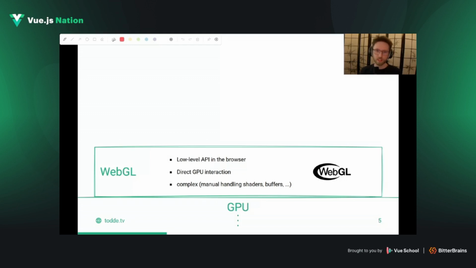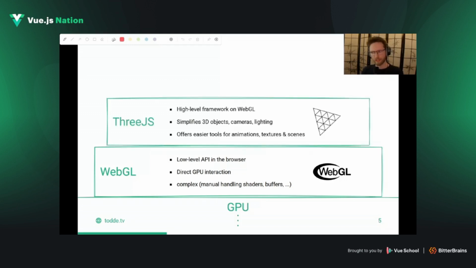So to abstract it a little bit, we use Three.js. I think everyone here has already heard of Three.js. It's a more high-level framework for WebGL. It helps you talk more easily with the graphics card by abstracting WebGL commands.